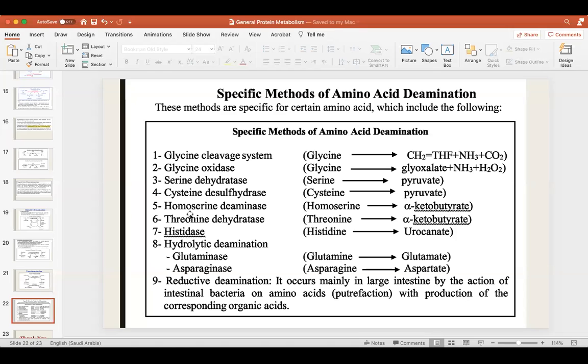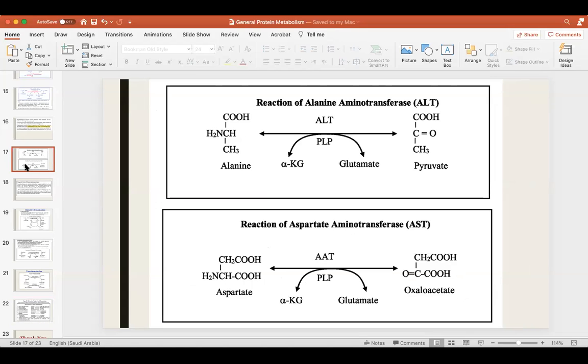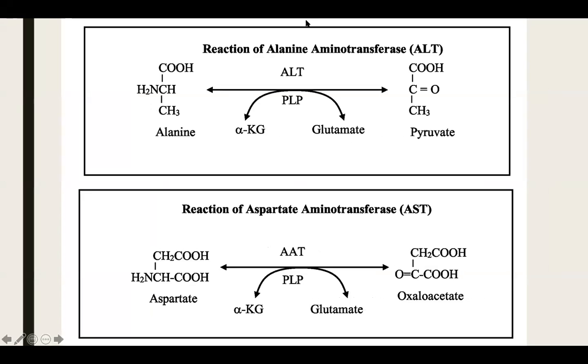Okay, I will repeat transdeamination again. This is transamination. Trans means transport, translocation. I translocate the amino group and give it to alpha ketoglutaric. This is a keto acid. The amino group is translocated and accepted by this keto acid, which is converted to glutamic acid.